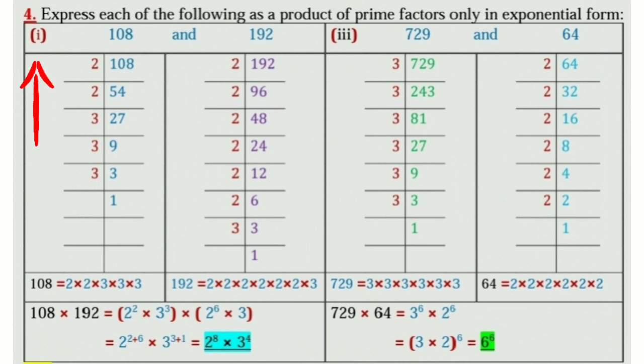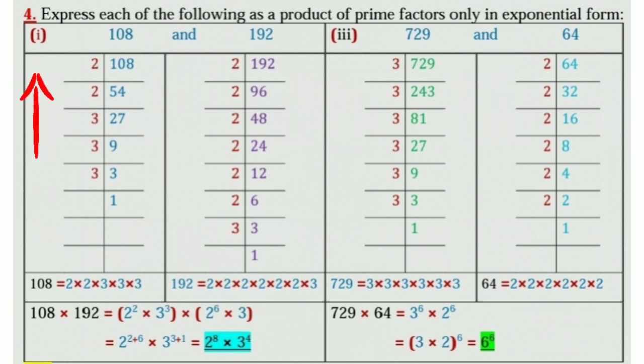Now factor of 192 is equal to, first divided by 2 we will get 96. Then divide 96 by 2 we will get 48. 48 divided by 2 we will get 24. 24 divided by 2 we will get 12. 12 divided by 2 we will get 6. 6 divided by 2 we will get 3 and 3 divided by 3 we will get 1. Hence the factor of 192 is equal to 2 into 2 into 2 into 2 into 2 into 2 into 3. Now we have to write the factors in prime factors.